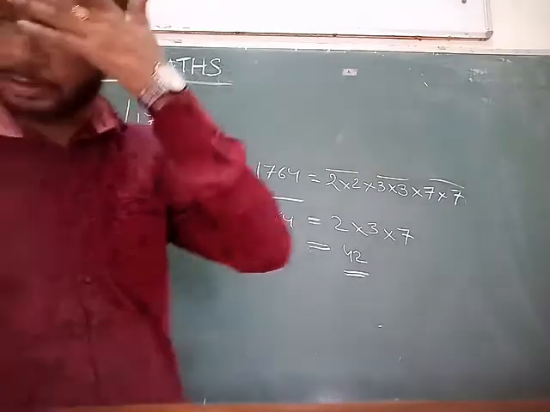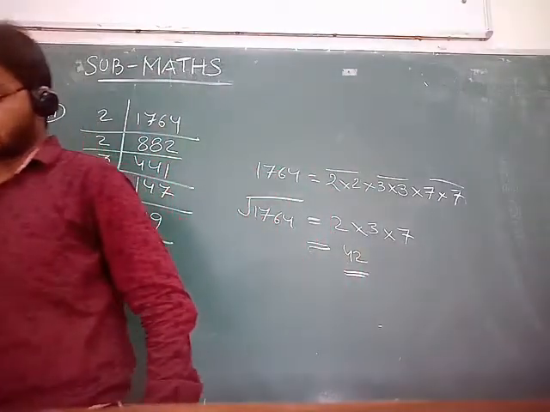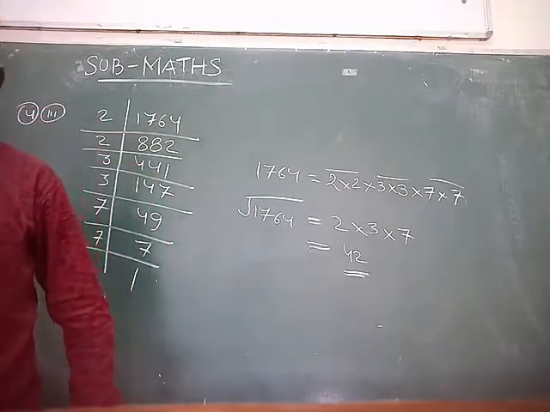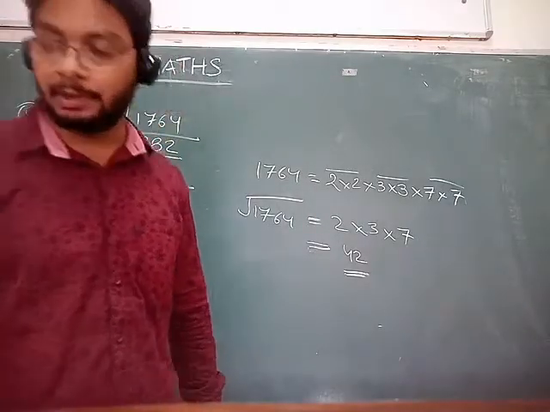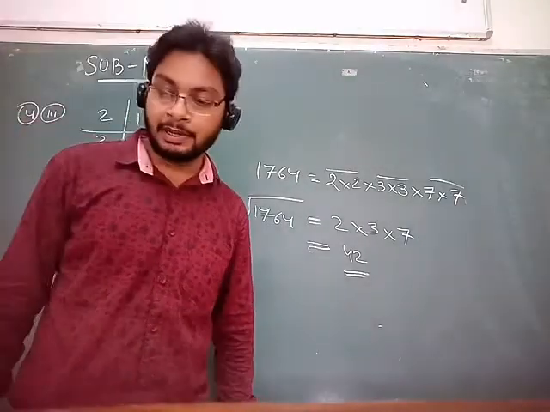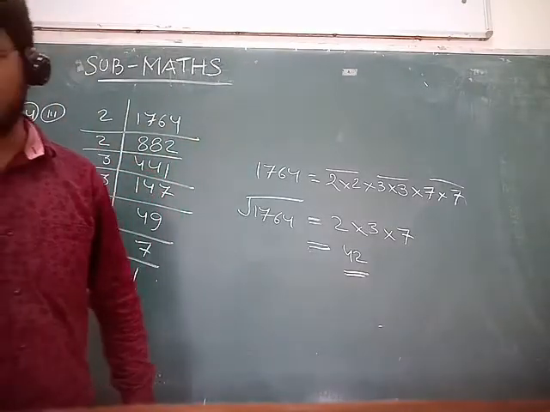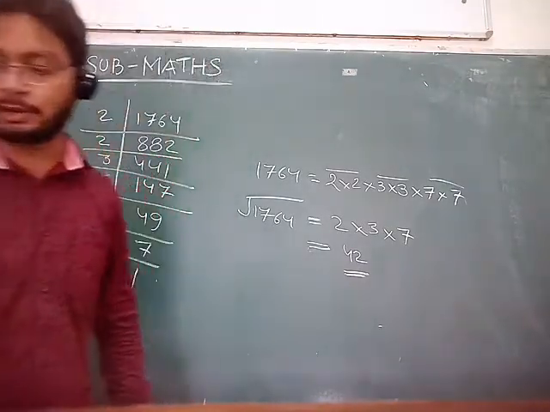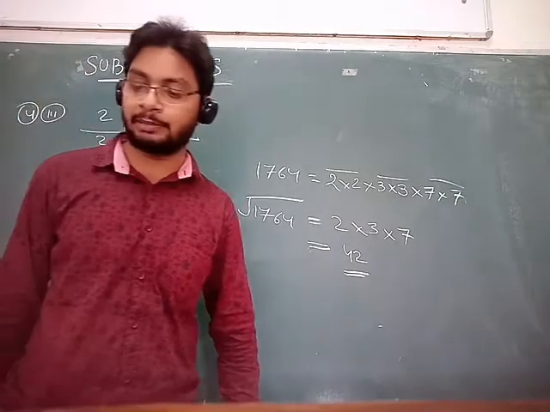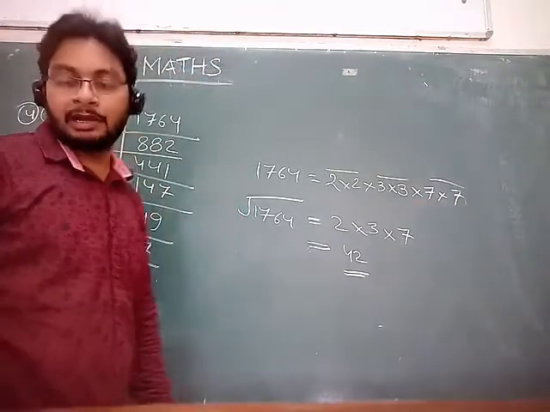Now question number 5. From each of the following numbers, find the smallest whole number by which it should be multiplied so as to get a perfect square number. Also find the square root of the square numbers so obtained.